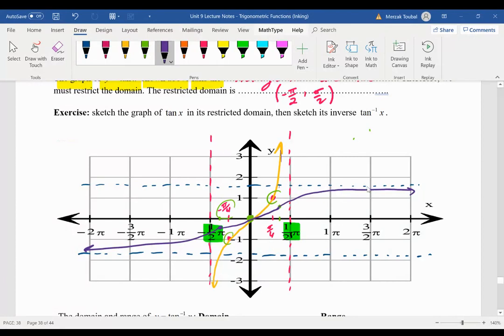All right. What is the domain of the inverse? Well, it looks like it goes from negative infinity to positive infinity. And what is the range? The range will be from negative pi over 2 to pi over 2, because from the horizontal asymptote on the bottom to the horizontal asymptote on the top, the curve approaches the horizontal asymptotes.